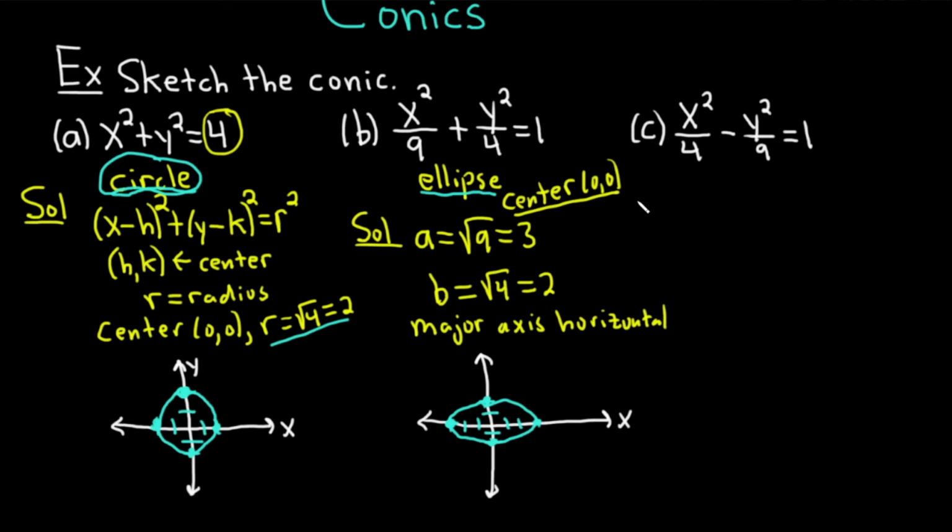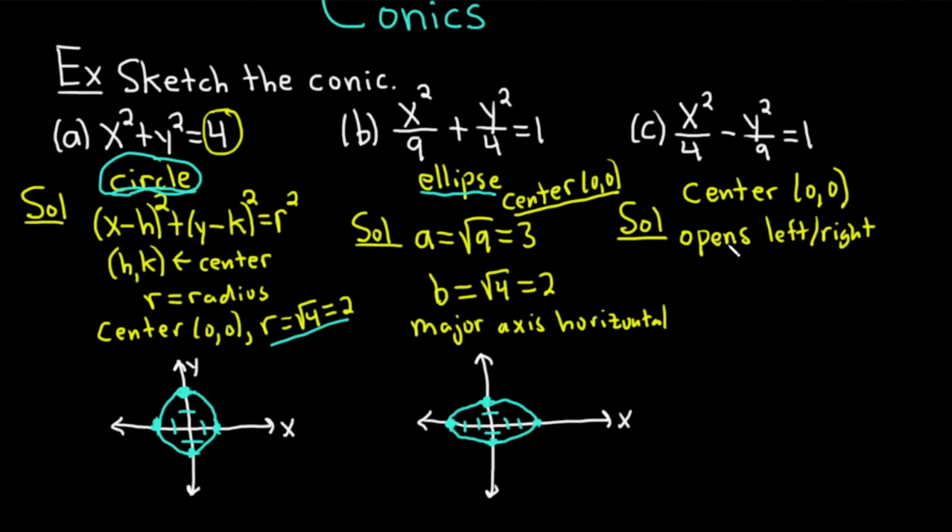Let's do part C, which is a hyperbola. Again, the center here is 0, 0. And for a hyperbola, whatever variable comes first will tell you what's happening. Because the x comes first, it opens left and right. If the y comes first, it opens up and down. So this one has the x coming first, so it opens left and right.